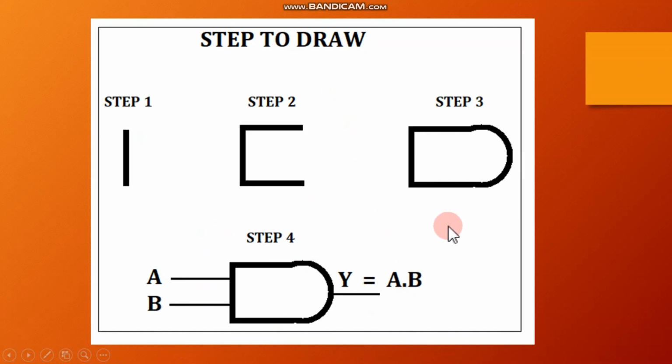I hope you understood the AND logic gate, what its output expression is, how the definition of AND gate goes, how the truth table is formed, and the way to draw the AND logic gate.